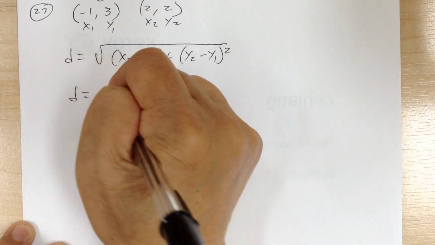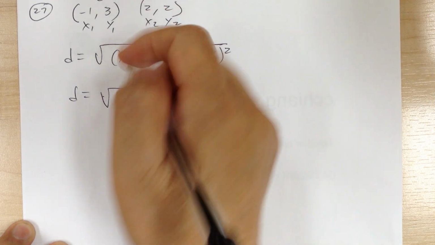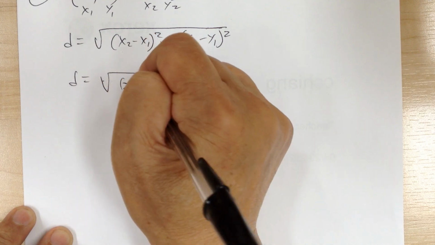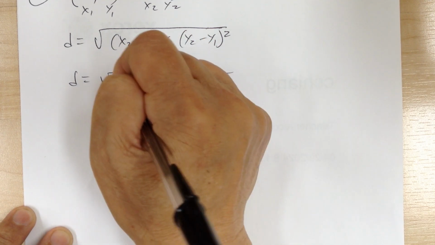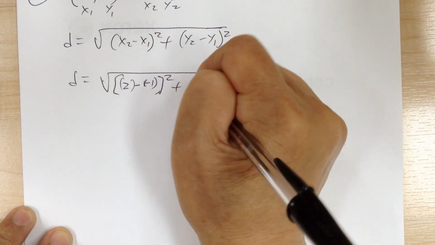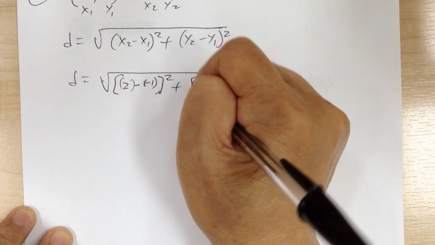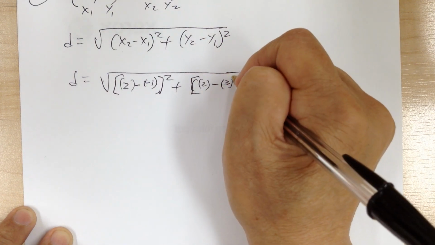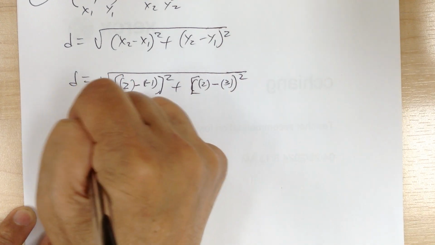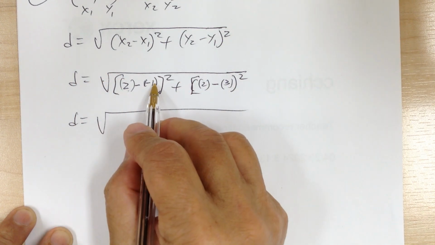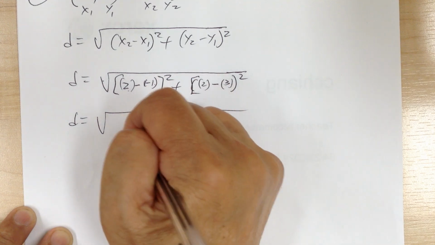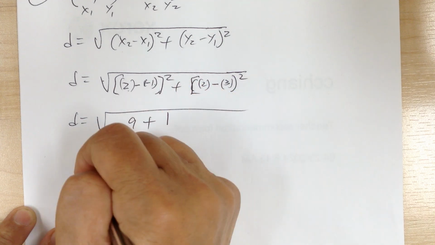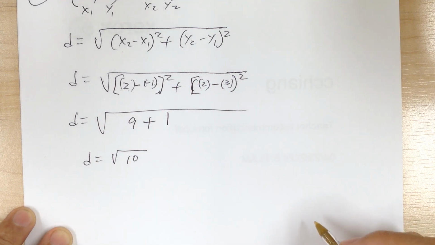So distance will equal the square root of 2 minus negative 1, squared, plus 2 minus 3, and then you square. So this would become 3, and the square gives me 9. This would become negative 1, and the square becomes 1. So distance will equal the square root of 10, okay?